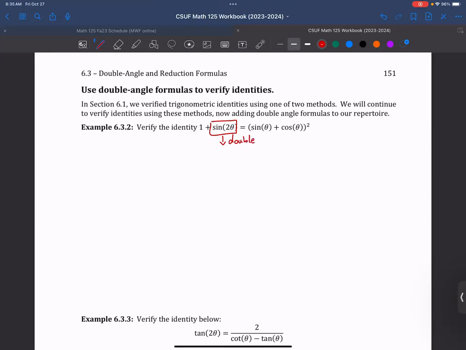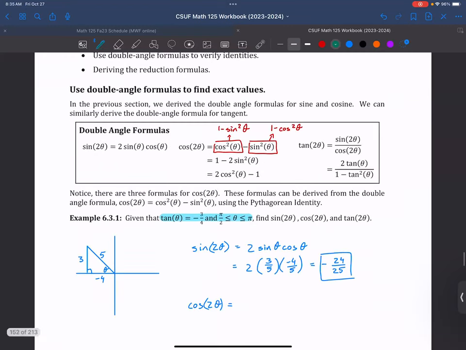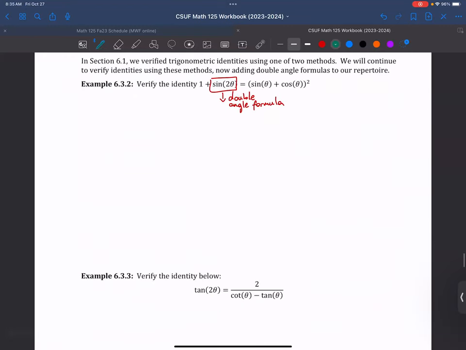Use the double angle formula and see if you can work on this left side until you get it to look like this right side. Is that going to be easy? Let's actually look at this because this one's interesting. When I use the double angle formula for sine 2 theta, I just get 1 plus 2 sine theta cosine theta.